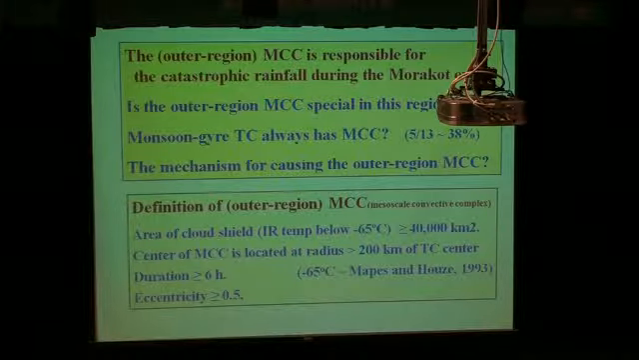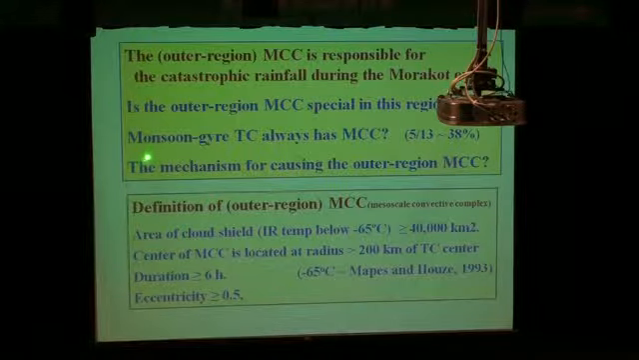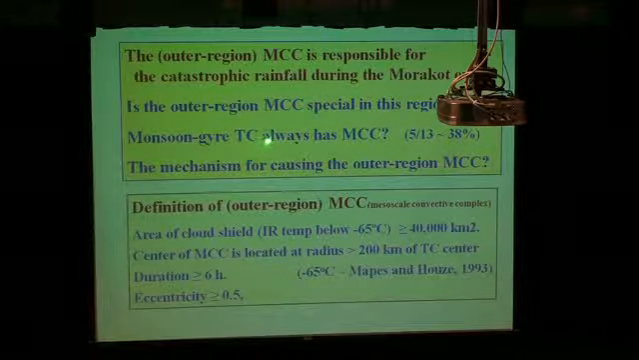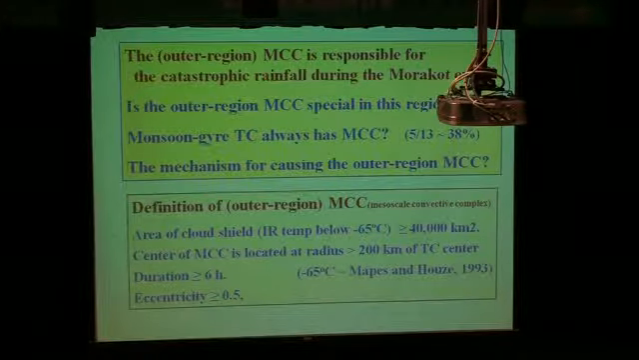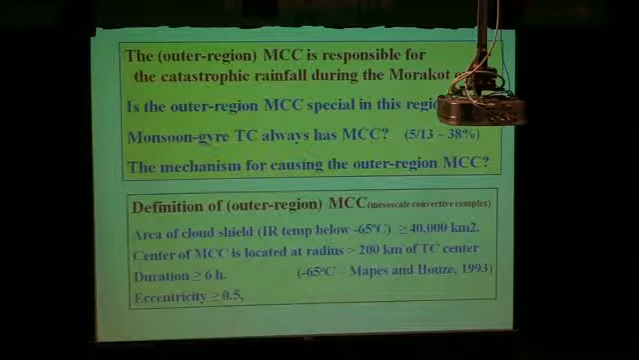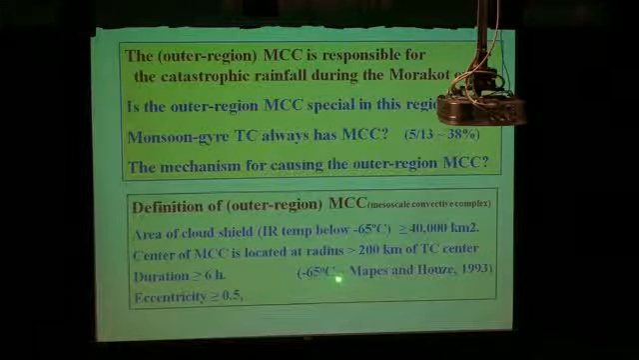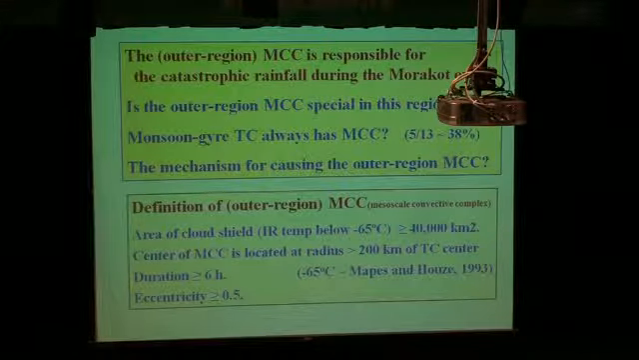So we would like to ask a question: is the outer region MCC special in this region? We all know that monsoon TCs are large, and do these TCs always have an MCC? It turned out to be about 38%, so slightly greater than the climatology average. And here is the definition we use to select an MCC, similar to what Maddox has, but we use a minus 65 degrees C threshold value. This one I think is used by Brett Holland, and we use this. It has to last for more than 6 hours.